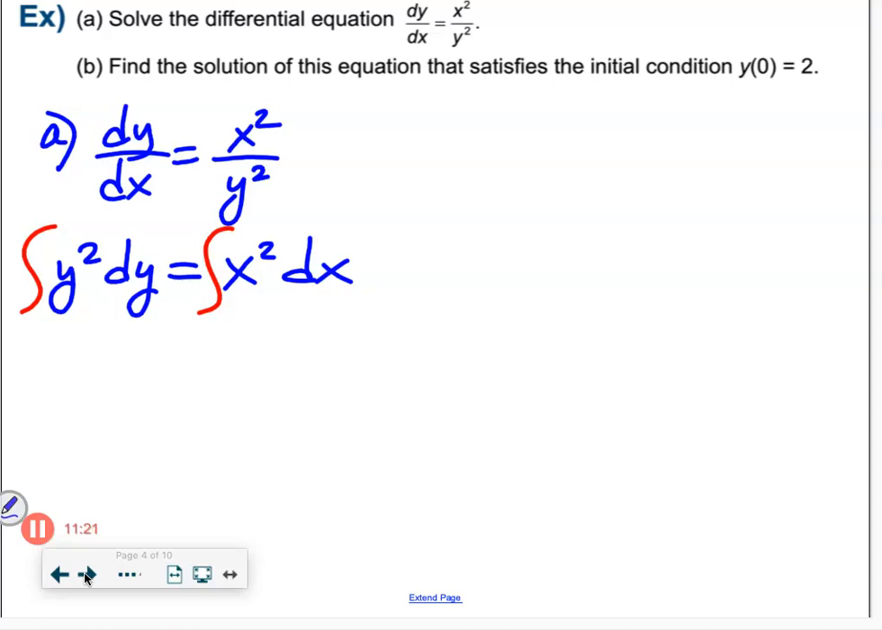So Ryan, what's the integral of the left-hand side? 1/3 y cubed. What's the integral of the right-hand side? 1/3 x cubed. Oh, good job. Whoops, I almost forgot the plus c. 1/3 x cubed plus c. All right, any questions on this? Now, this is a general solution.